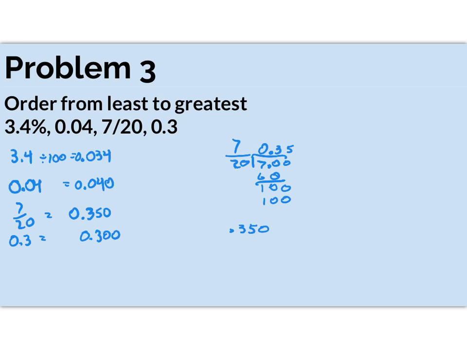All that matters is you understand how the numbers relate. So what's the smallest number? That one, then that one, then this one, and then this one. Okay, so 3.4%, 0.04, 0.3, and then 7 over 20.